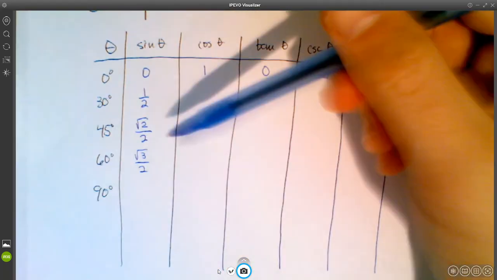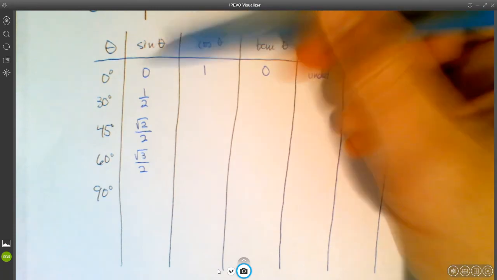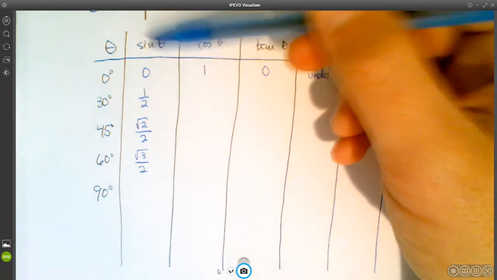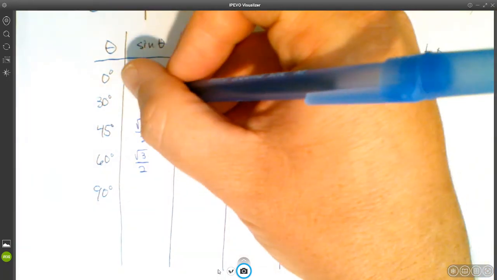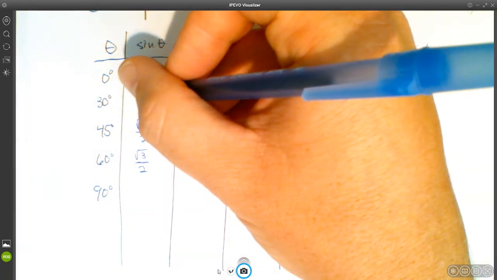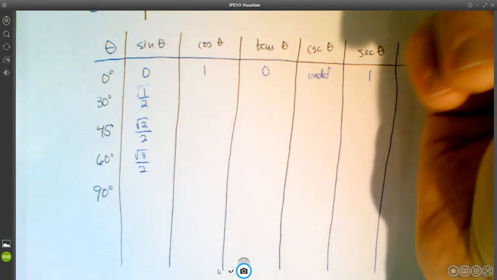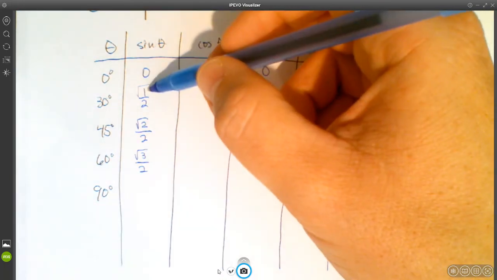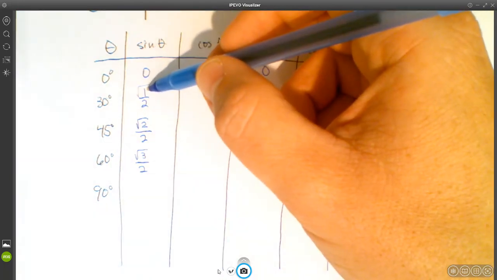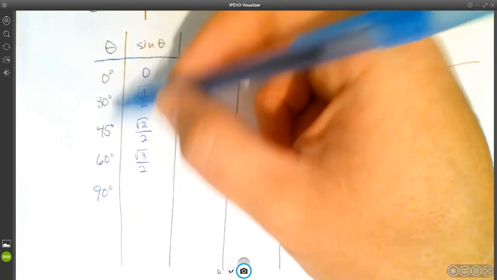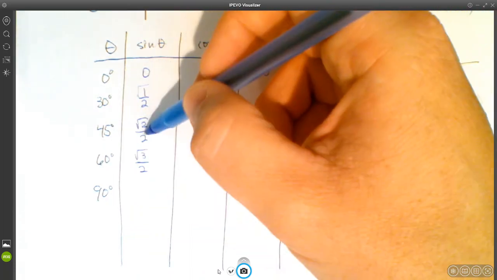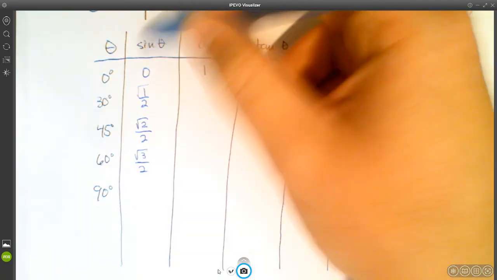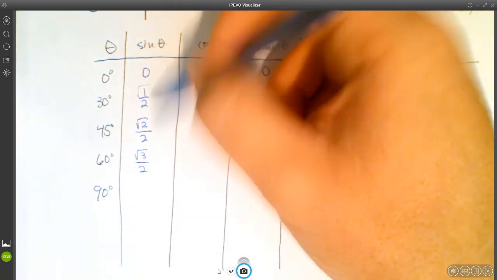The reason I wanted to do that is just to show you. Remember, sine goes with your y values, and sine increases as theta increases. So you can think of 1/2 as like the square root of 1 over 2, right? So notice that we're increasing root 1 to root 2 to root 3 as theta increases. So you just need to memorize 1/2, root 2 over 2 and root 3 over 2, and then know that for sine those values increase.